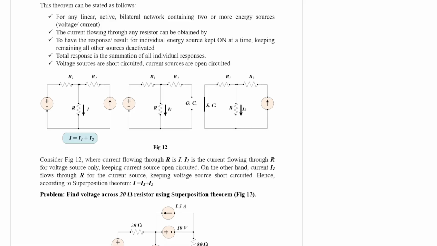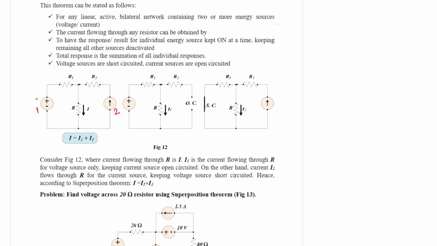Now the philosophy of superposition theorem revolves around this. Suppose you have a network with multiple sources, just like in figure 12 we have two sources. This is source number 1, a voltage source, and this is source number 2, a current source. So the superposition theorem will only work for those networks that have a minimum of two sources. A network with one source, we cannot apply the superposition theorem.